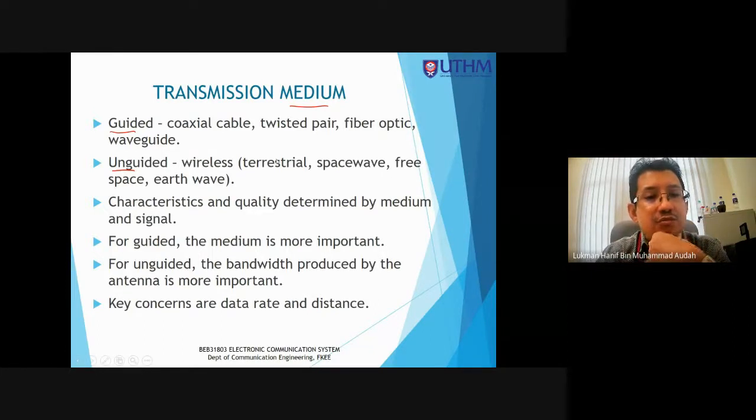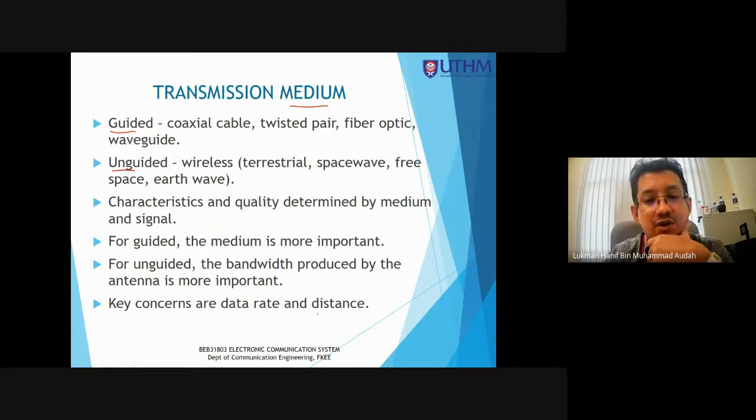So ini ada bentuk-bentuk gelombang. Characteristic and quality are determined by the medium and signal. For guided, the medium is more important. Okay, for unguided, the bandwidth produced by the antenna is more important. Okay, the key concerns are the data rate and the distance.